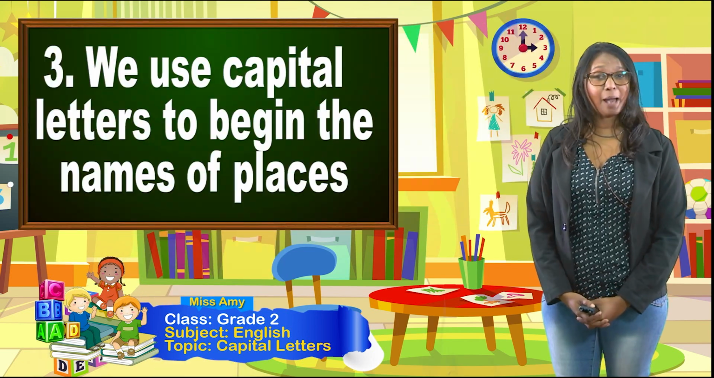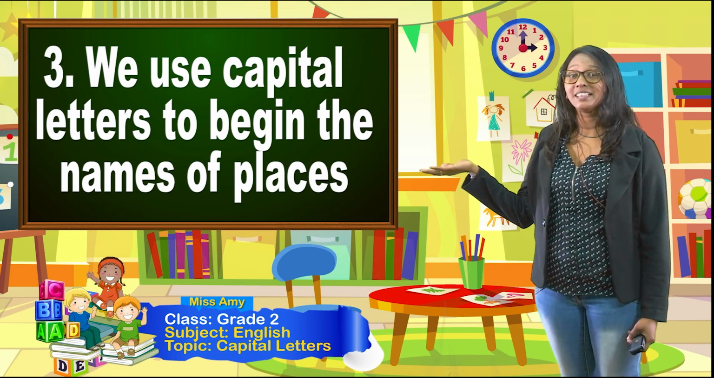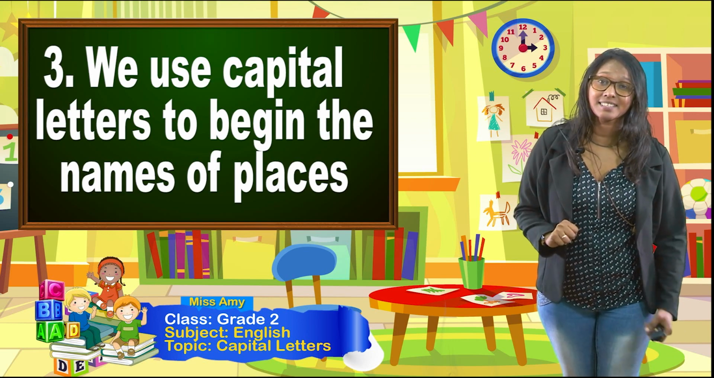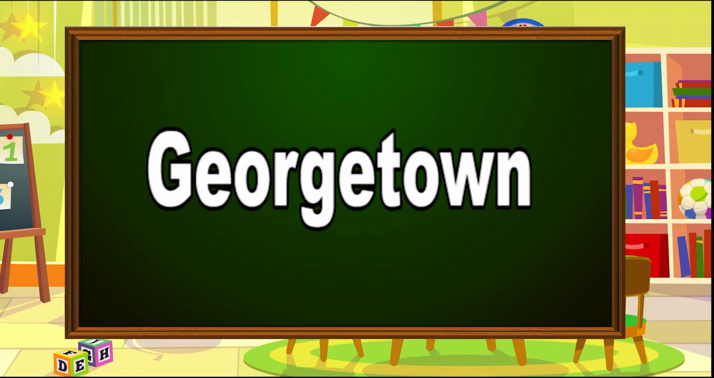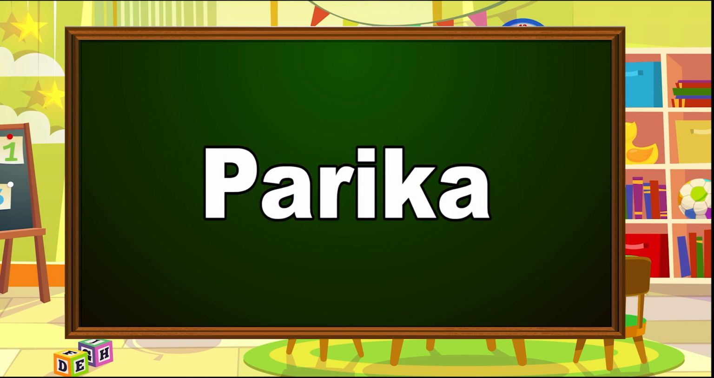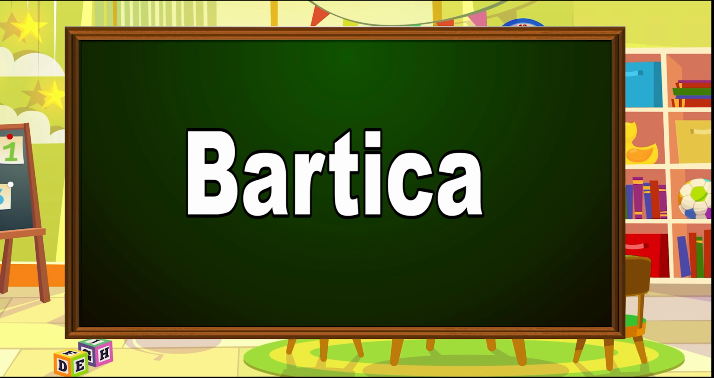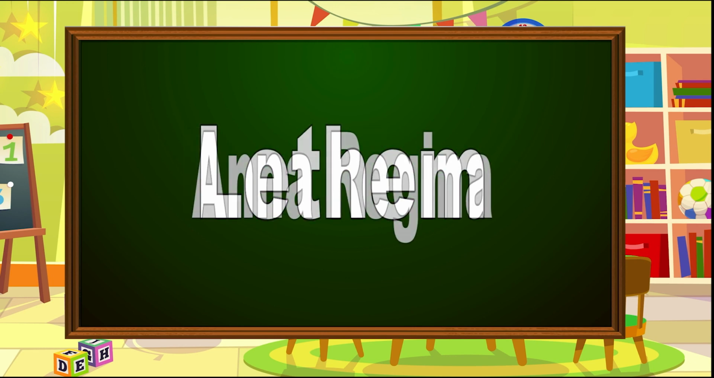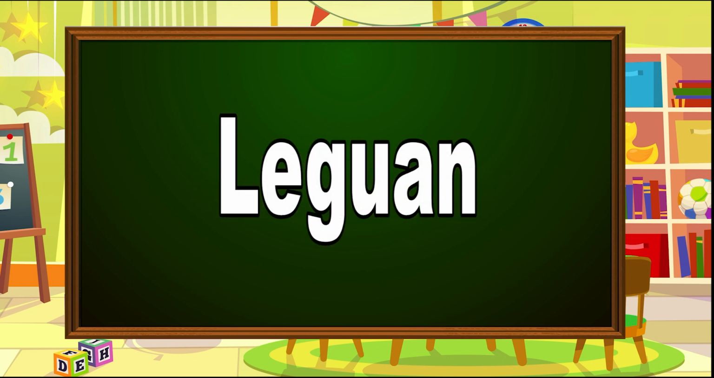We use capital letters also at the names of places. Can you tell me the names of some places? We have Linden, we have Georgetown, there is Eureka, and we have Bartica, we have Lethem, there is Anna Regina, Leguan. Can you tell me some more places?